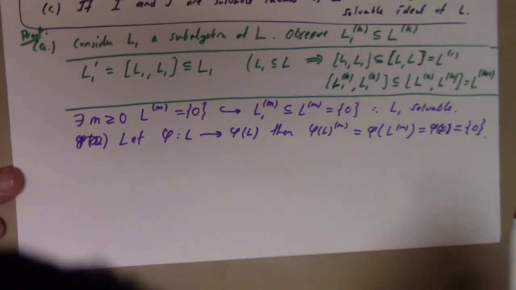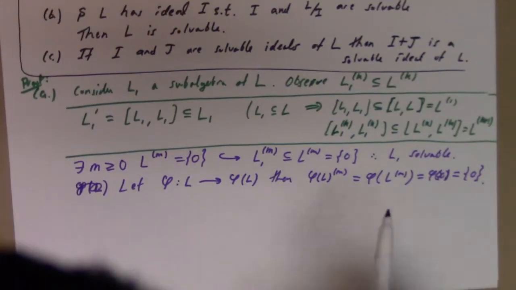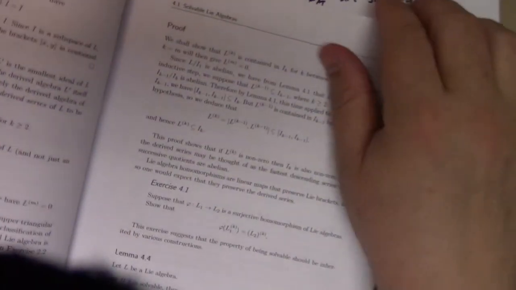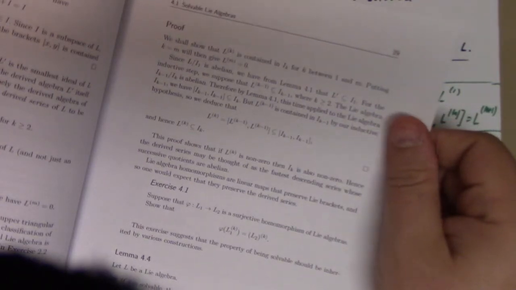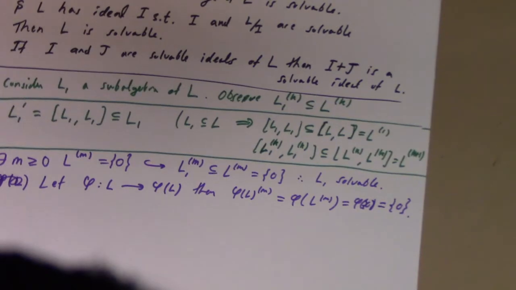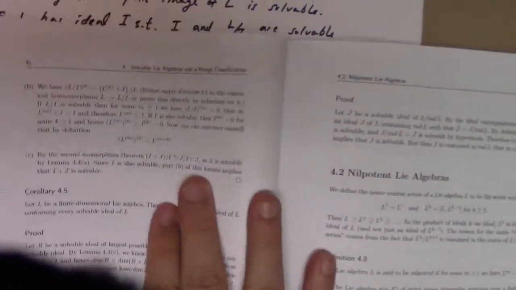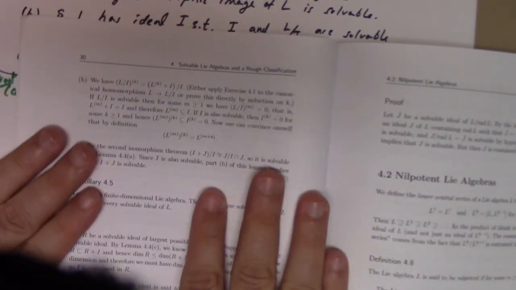Oh, okay, so there you go, that's part A. Part B. For the second part, he says apply exercise 4.1. Oh, yeah, that was exercise 4.1 that we did, not 4.3. All right, so here's part B.